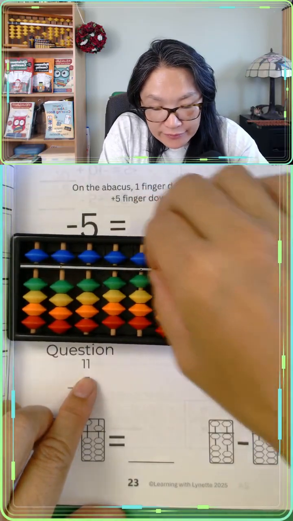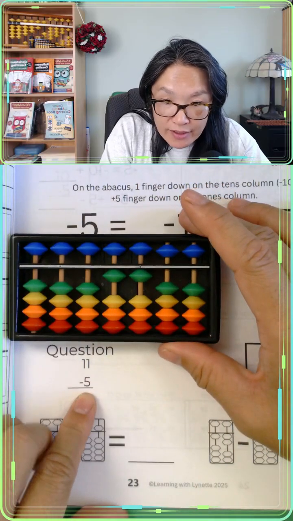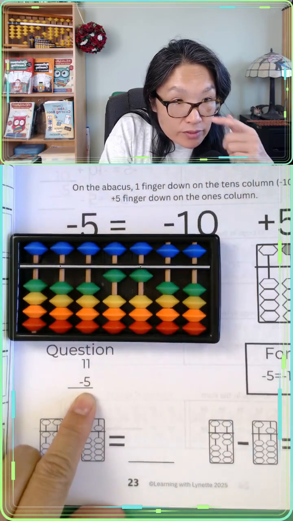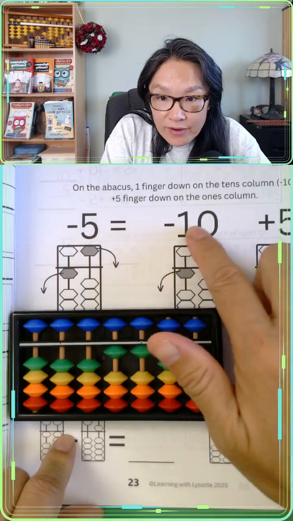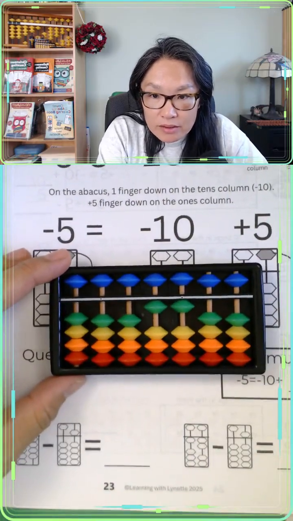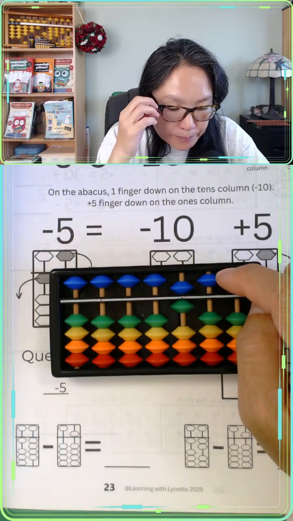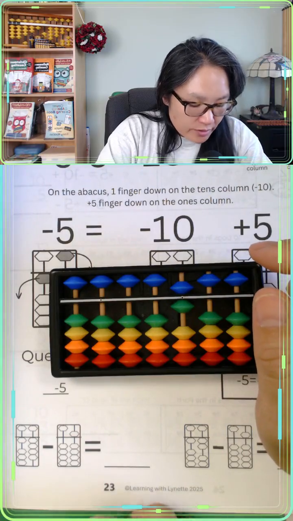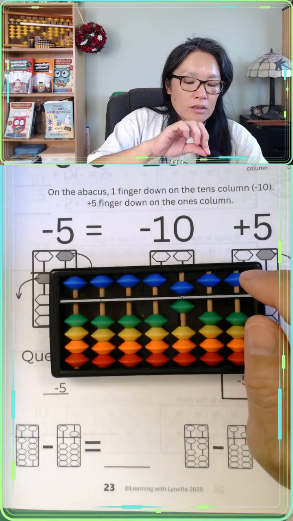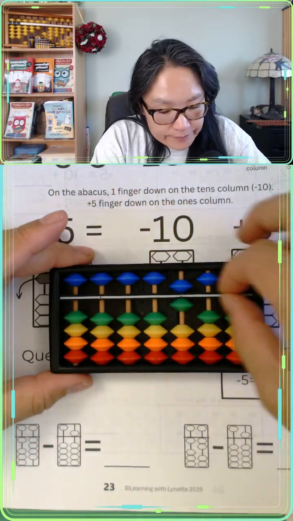Same thing with the 5. We have 11 on the abacus. I want to do minus the 5. When we take away the 5, we know that minus the 5 is equal to minus the 10 plus the 1, plus the 5. Minus the 10 plus the 5. The concept is all the same. You take away from something, you have to add it to the other.